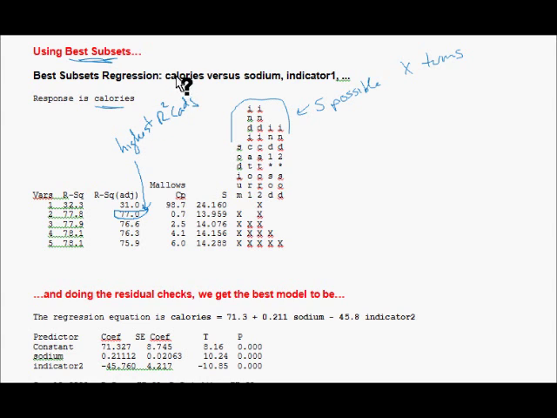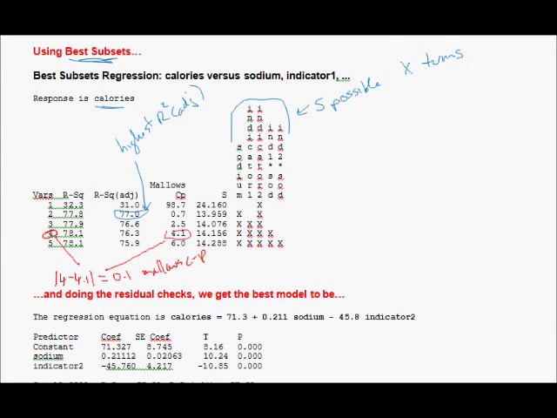Because that penalizes if we have too many terms in the model. And we want to look for where Mallows' Cp is closest to the number of variables. So that looks like it's here, 4 and 4.1 looks like the closest, right? Difference there of only 0.1. So here, the absolute value of 4.1 minus 4 is only 0.1. So that's for Mallows' Cp. That tells us that's a possible good model.